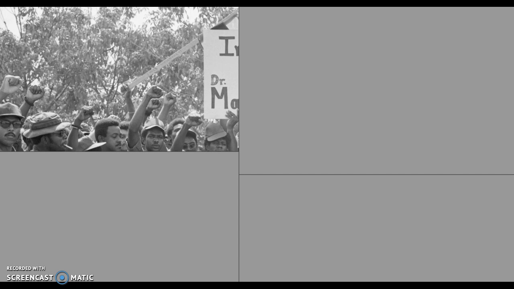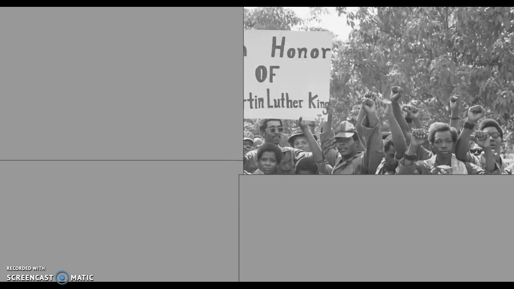Here's the third quadrant. Once again, what objects and people do you see in this image? Please be very descriptive. And here's the last quadrant right here. Once again, what objects and people do you see in this last image of the quadrant?